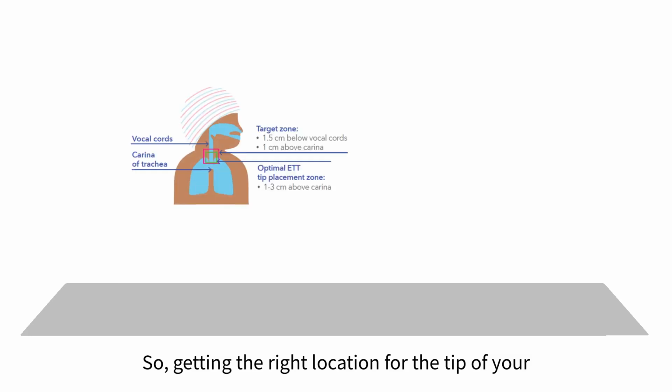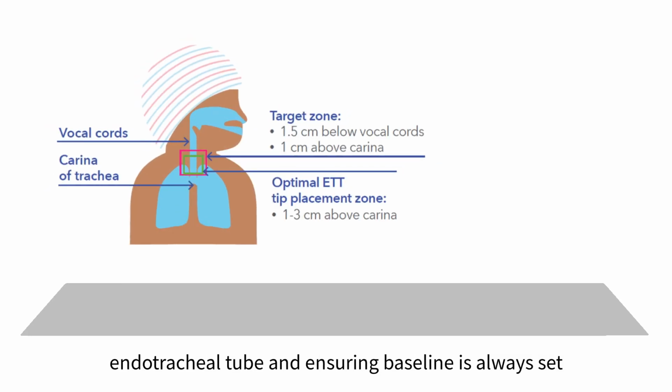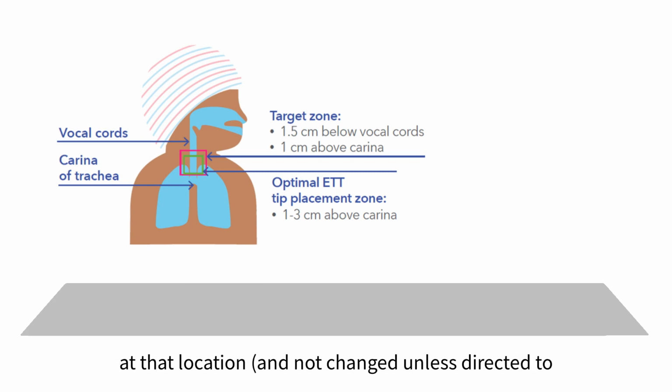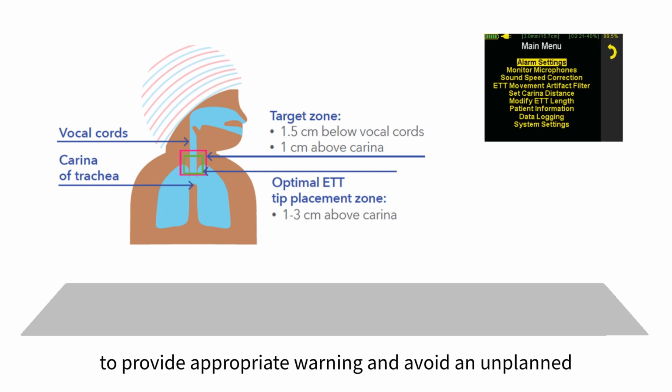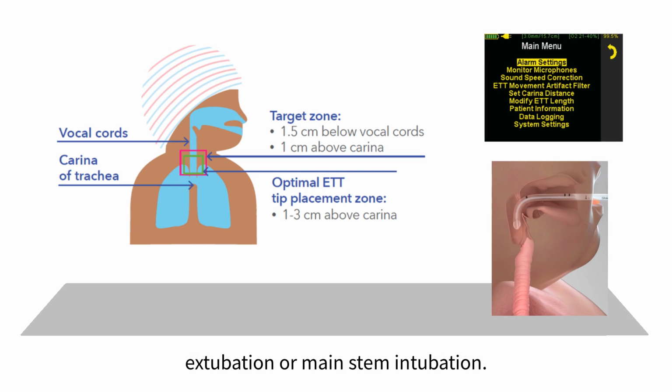So, getting the right location for the tip of your endotracheal tube and ensuring baseline is always set at that location and not changed unless directed to move it to a new location allows the alarm settings to provide appropriate warning and avoid unplanned extubation or main stem intubation.